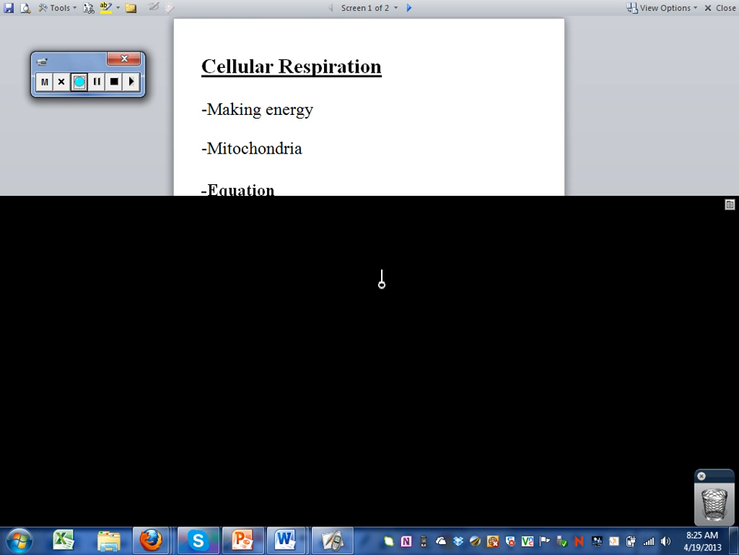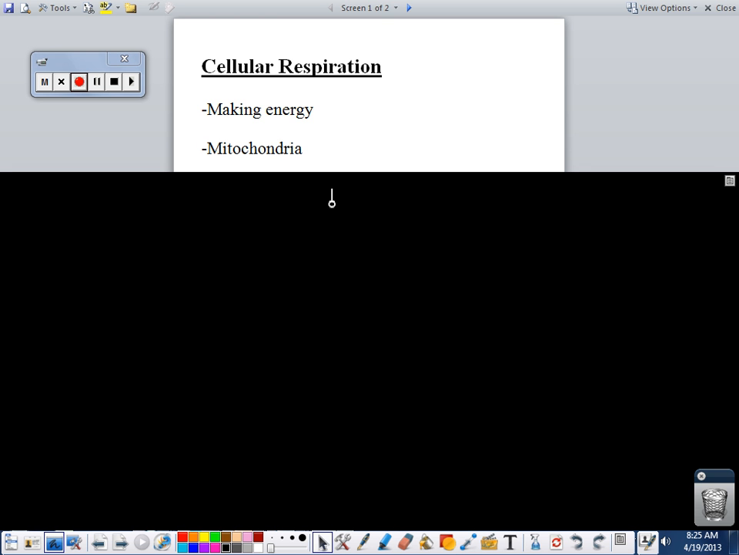Okay, so this is our third notes on the cell energy module, and today we're going to talk about our last item, which is cellular respiration. We've been talking about photosynthesis and the stages of photosynthesis, and today we're going to look at the other end of that idea. In photosynthesis, glucose was produced, which then can be broken down by animals to make energy. A process where that glucose is broken down and made into energy is cellular respiration. So that's why this says here, making energy.